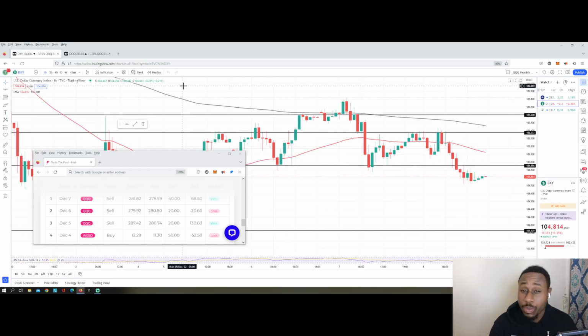Today is December 8th, and we're getting back into it, trading the QQQ on the 1 hour chart. I'm also using the dollar, also known as the DXY, the dollar currency index, as a confluence, and levels of support and resistance as my stop loss and take profits.